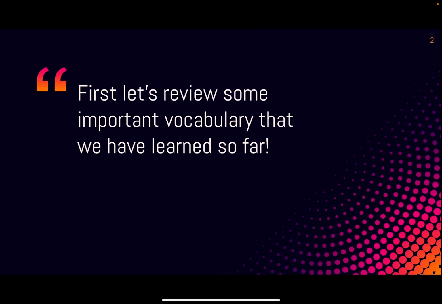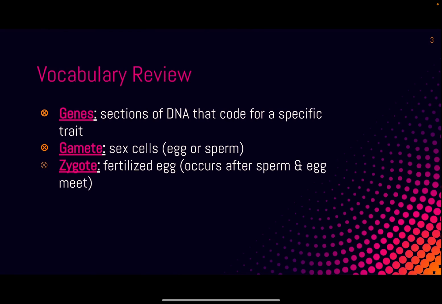So, before we start, we should review some important vocab that we've learned so far this semester. One very important word that we've been talking about nonstop are genes, which are sections of our DNA that code for a specific trait. We also have gametes. We talked about those last unit as sex cells. Those are the egg cell or the sperm cell, egg for female, sperm for male. And then we have a zygote, which is the fertilized egg. This is occurring after the sperm and the egg cell meet, but before it becomes an actual baby.